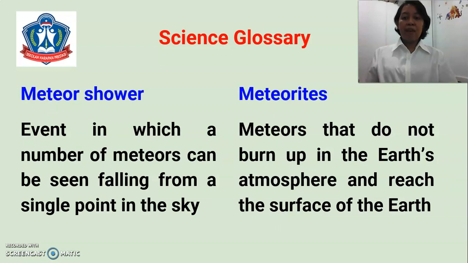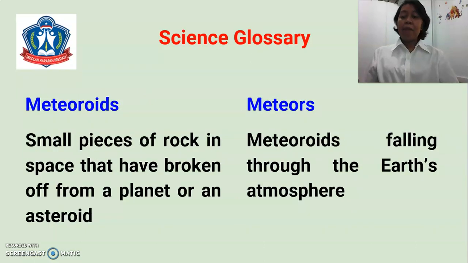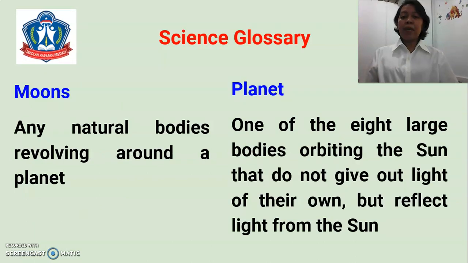Meteor shower is an event in which a number of meteors can be seen falling from a single point in the sky. Meteorites are meteors that do not burn up in the Earth's atmosphere and reach the surface of the Earth. Meteoroids are small pieces of rock in space that have broken off from a planet or an asteroid. Meteors are meteoroids falling through the Earth's atmosphere. Moons are any natural bodies revolving around a planet, while a planet is one of the 8 large bodies orbiting the sun that do not give out light of their own but reflect light from the sun.